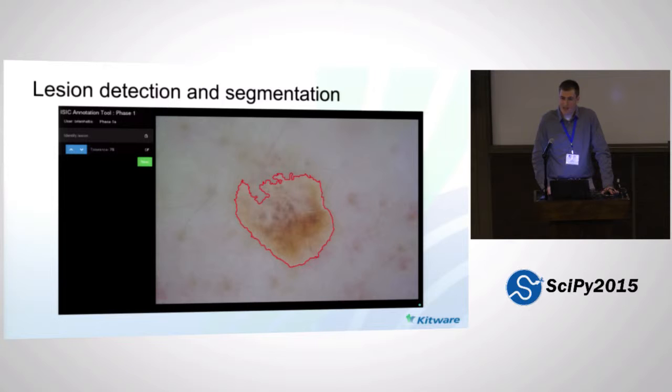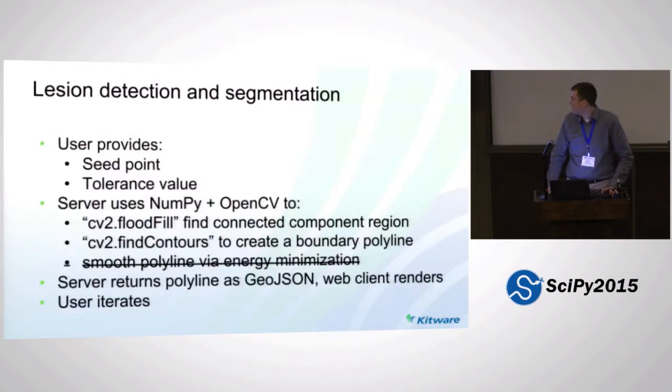The next step here is the lesion segmentation step. We basically have two operations. A user will click on where they think the lesion is in this image, and a segmentation routine on the server will automatically be run.